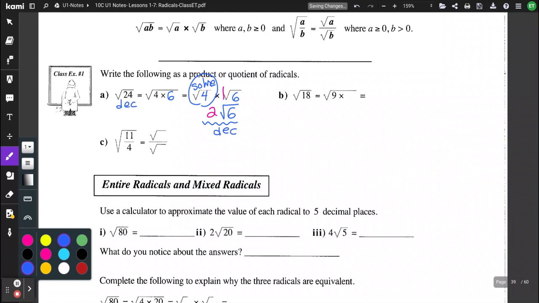So the first thing we have to recognize is whenever we're trying to break down a large number under a root sign, your large radicand, you need to divide by perfect squares. So that is the key. Divide.